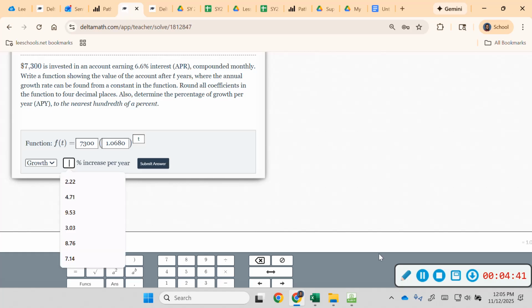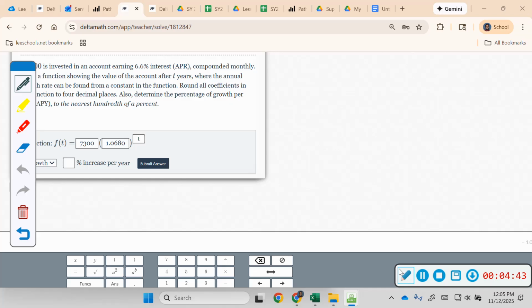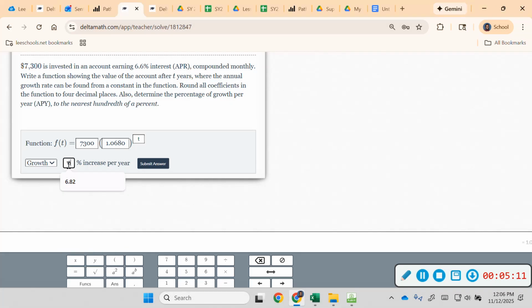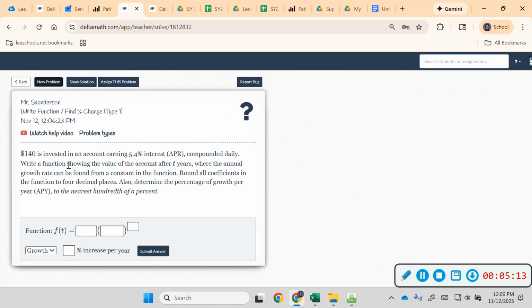To figure that out, you're going to take the number in the parentheses, 1.0680, and subtract 1 from it, and then multiply by 100 to turn it back into a percentage. You get 6.80, or 6.8. So the amount that it's growing by is 6.8%.